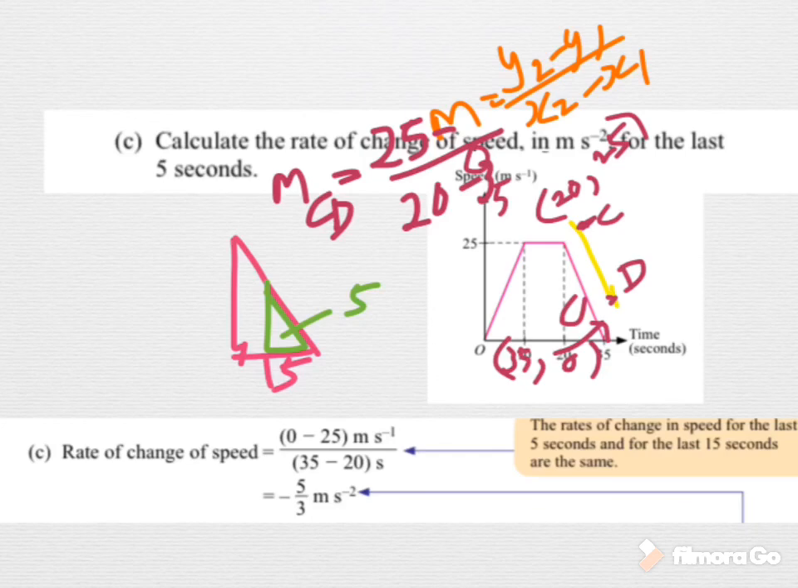So the rate of change in speed for the last 5 seconds and for the last 15 seconds are the same. The rate of change in the speed for the last 5 seconds and the last 15 seconds are the same because they have the same gradient. Alright?